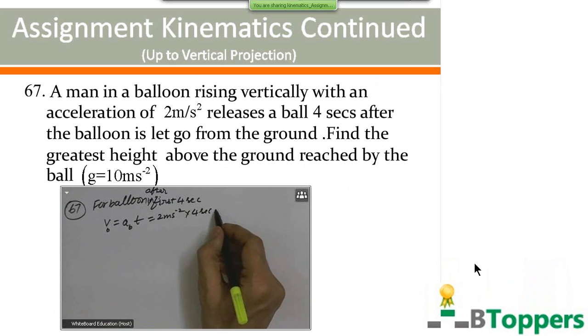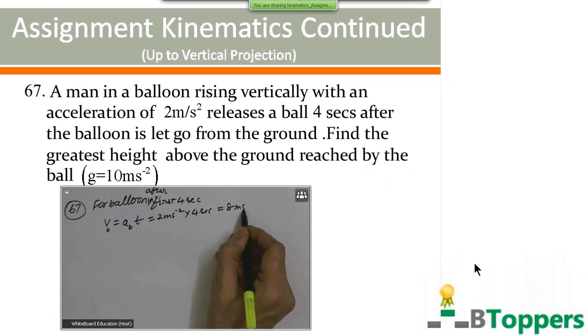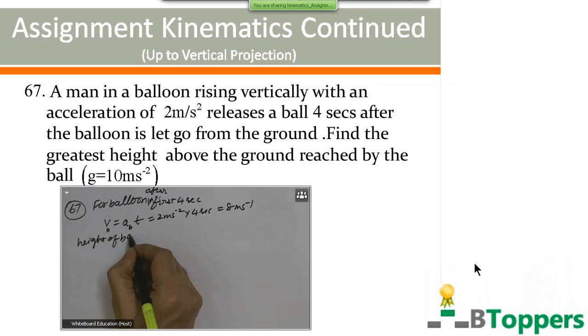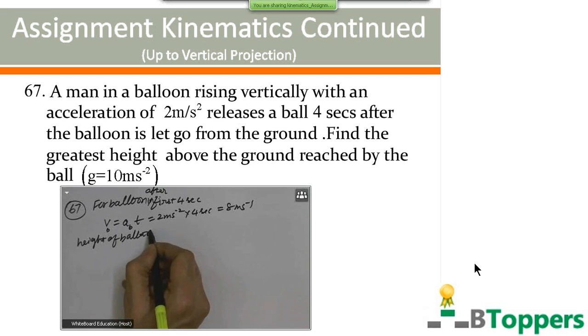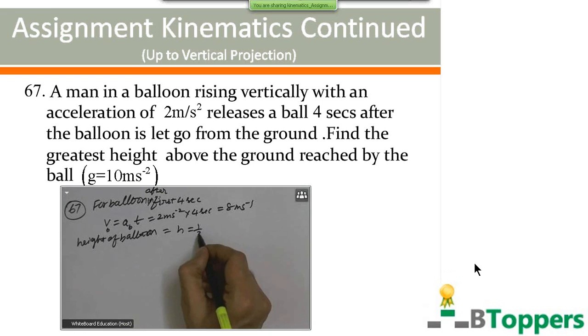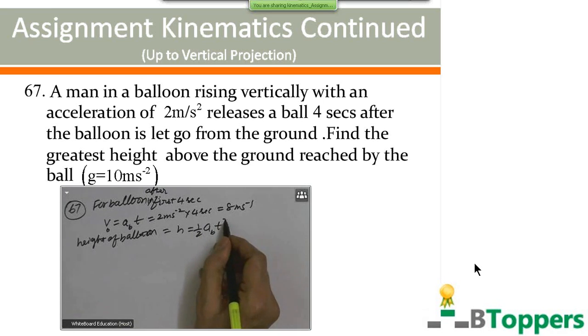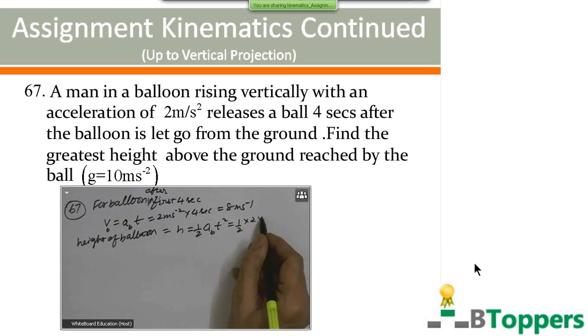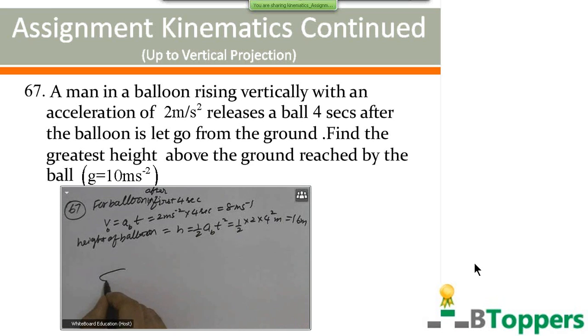So velocity at time t, you can write v equal to at, that will be 8 meters per second. And the height of the balloon after the first 4 seconds, when the stone was dropped from it, is equal to half into acceleration of balloon into t square, because the balloon is moving upwards with an acceleration of 2 meters per second square starting from rest on the ground. So that comes out to be 16 meters.